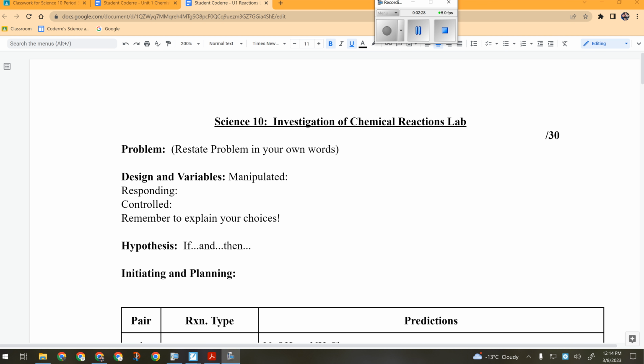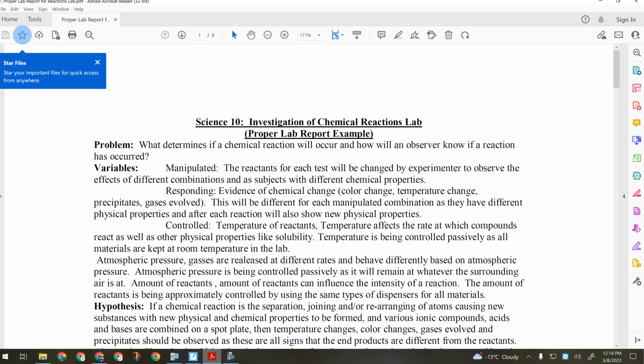All right, so what I'm going to do is bring up this one. This would be an example of one that would have gotten 100%, so you can compare it to what you wrote. Obviously the problem has to be restated in your own words in the form of a question. I wrote: what determines if a reaction will occur, and how will an observer know if it has occurred?